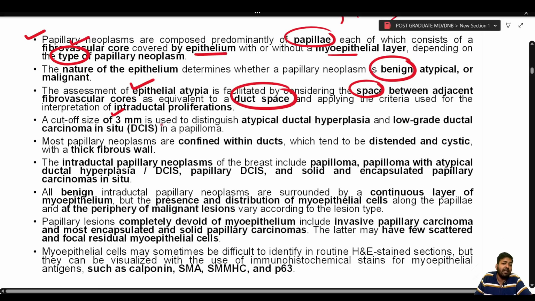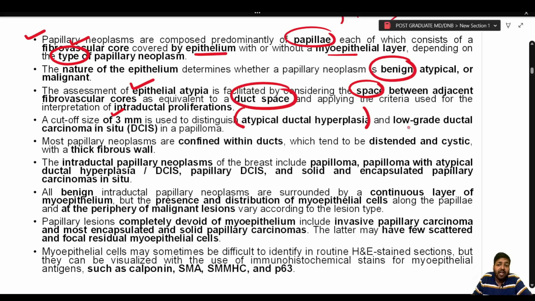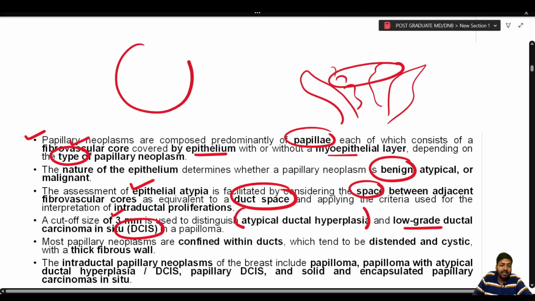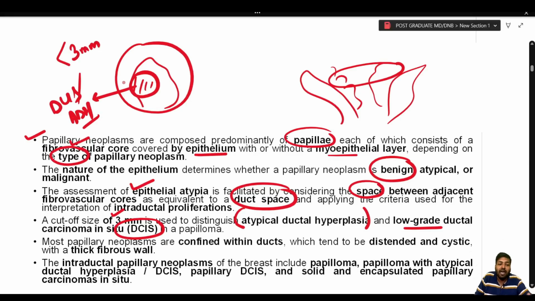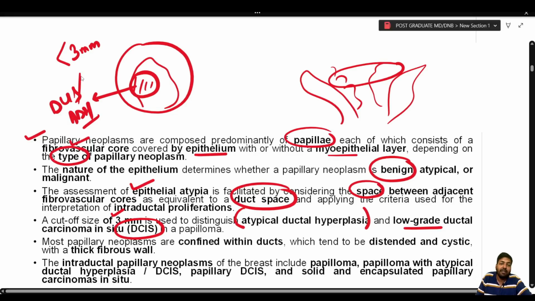Remember, a cutoff of 3 mm is used to distinguish atypical ductal hyperplasia and low-grade ductal carcinoma in situ in a papilloma. Papilloma is a benign lesion. Sometimes in a papilloma, you can see certain areas of DCIS or certain areas of atypical ductal hyperplasia, depending on the nature of the epithelial proliferation and the nuclear characteristics. So what is the cutoff? If all such features are present and the size is less than 3 mm, then we label it as ADH, so we will say a papilloma with ADH. But if the size of the atypical proliferation is more than or equal to 3 mm, then we use the term DCIS, so we will say papilloma with DCIS.